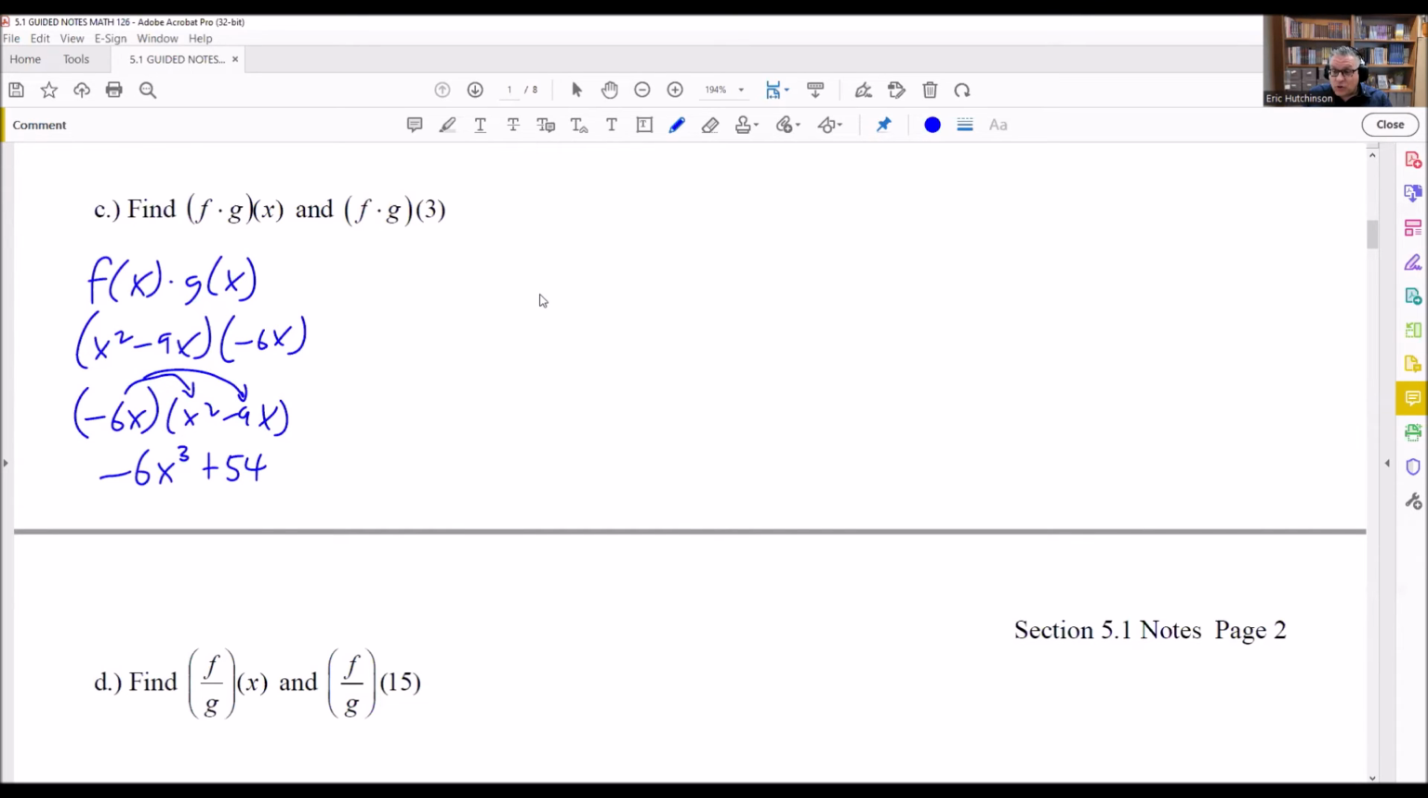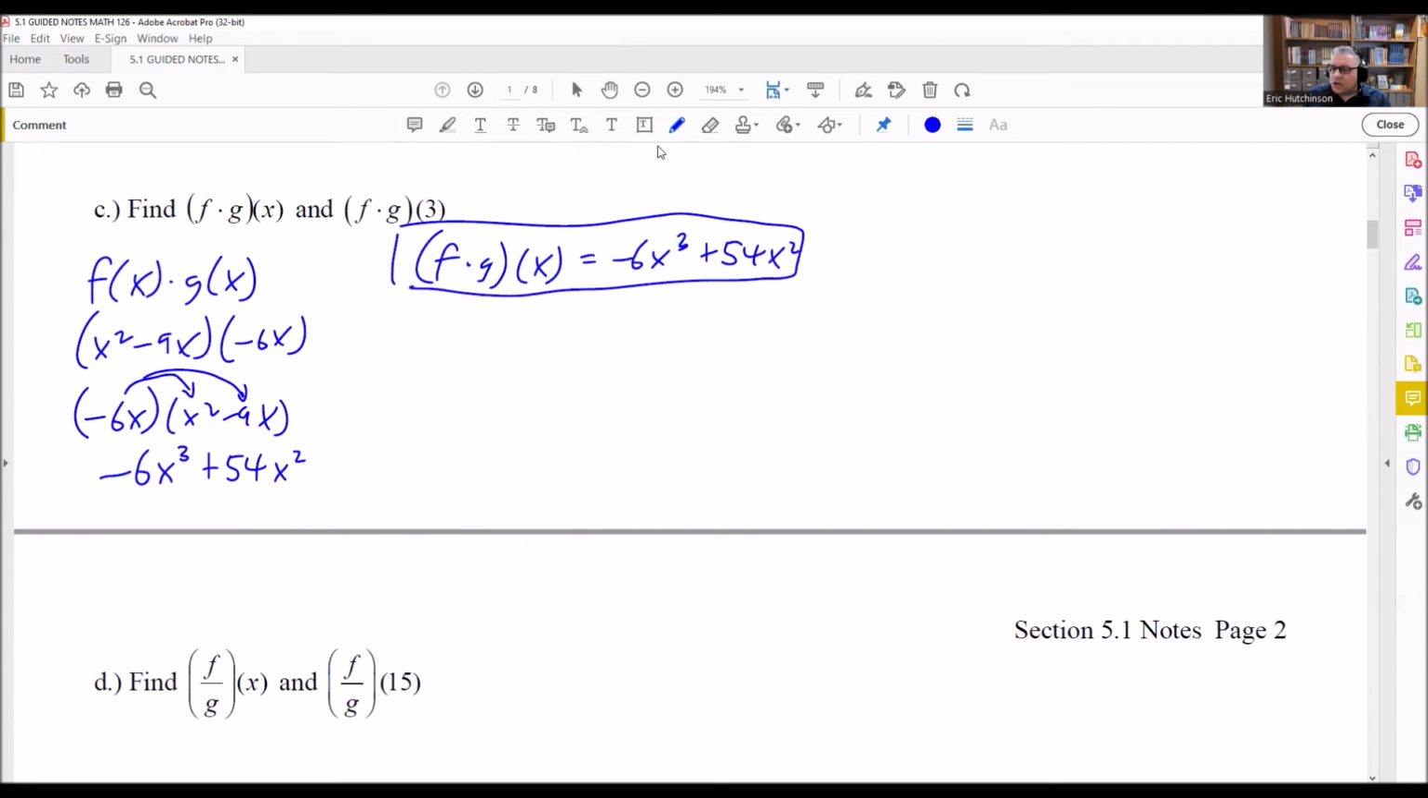But we have to add the exponents here as well, and you're going to get x squared. Negative 6x cubed plus 54x squared. Okay, that's our first answer. So f times g of x is going to be this, negative 6x cubed plus 54x squared. So there we go. We're going to go ahead and put this in the box. That is the first answer.